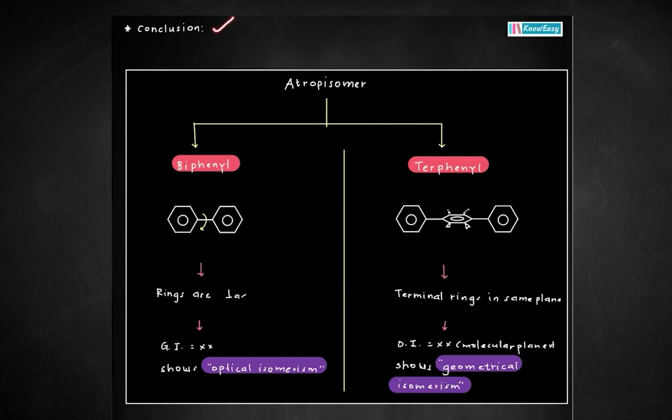So let's see the conclusion. In atropisomers, we have 2 types of systems, biphenyl and terphenyl. You have to identify the system first of all. If there are bulky groups present at these positions, then both rings will be in the perpendicular position and will never show geometrical isomerism. So you have to check optical isomerism here. If the molecule has COS or POS, then it will be optically inactive, but if it doesn't have them, then it will be optically active. In the case of terphenyl, the 2 terminal rings lie in the same plane. So you have to check geometrical isomerism here and not optical isomerism.